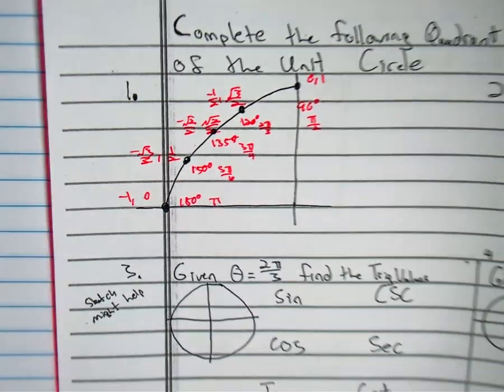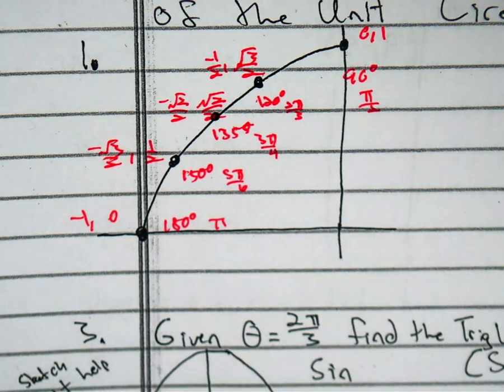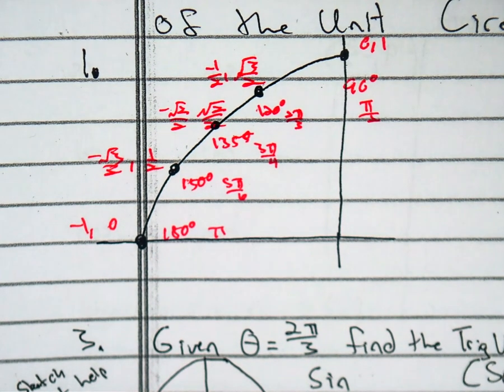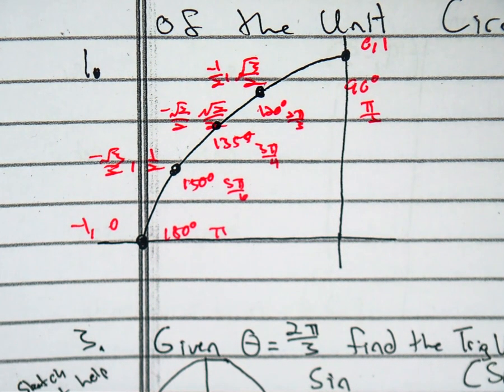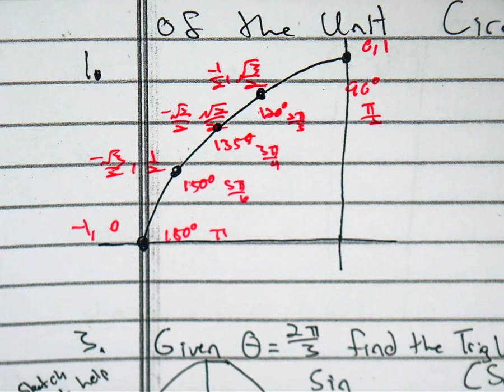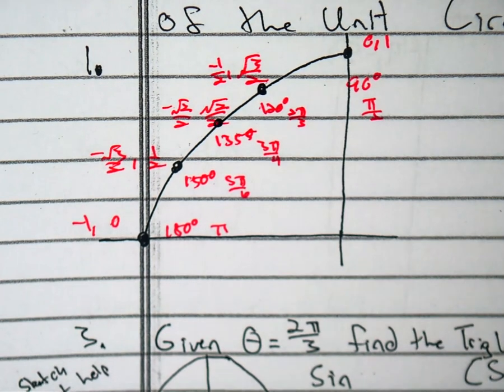Those are itty-bitty, tough to see. You can refer back to your own unit circle if you're having trouble reading that. Or on Schoology, there should be a PDF of a completed one with relatively nice handwriting.